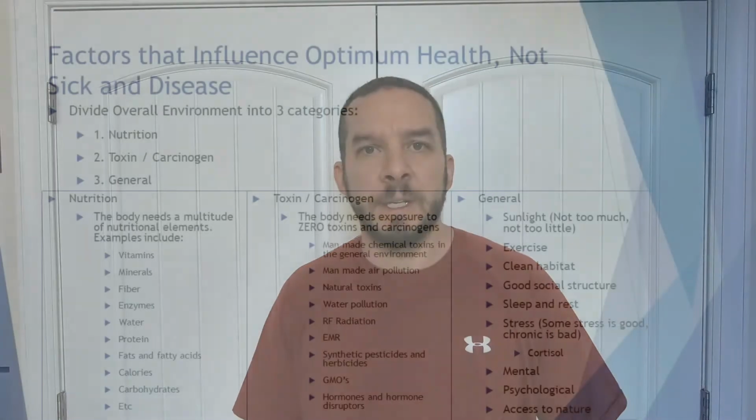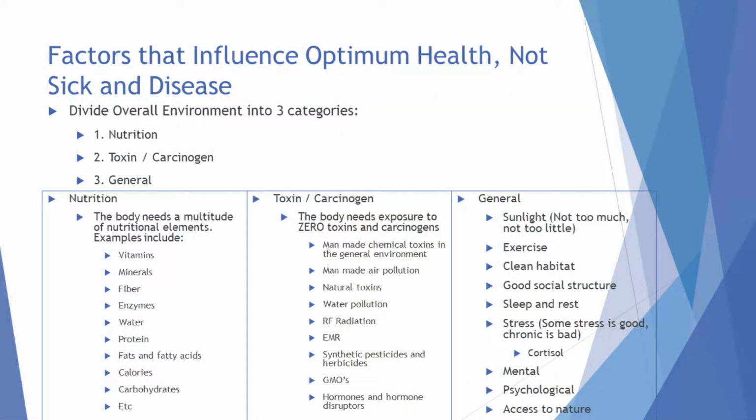So I'd like to break this down into three separate categories for us to consider when we're talking about the environment and how it affects us in our health. The first is nutrition, food and water.